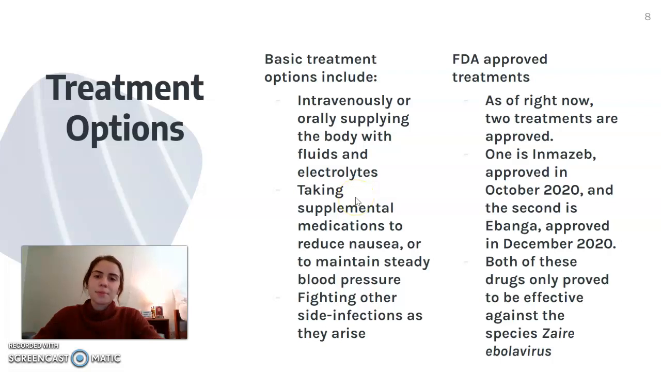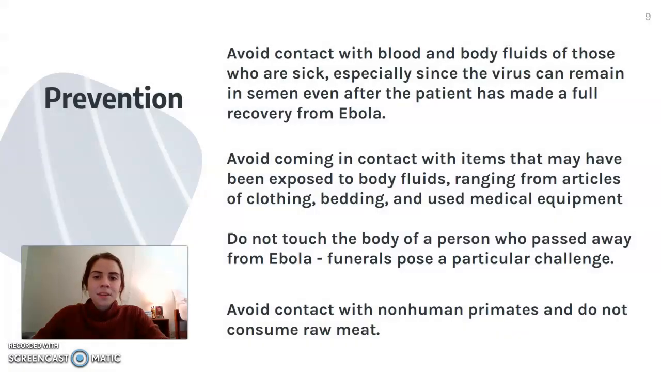So there are two FDA-approved treatments right now. One is Inmazeb, and the second is Ebanga, which are two drugs, both recently approved in 2020. So they particularly attack the Zaire Ebola virus, which is the most prominent in humans. So prevention: avoid contact with blood and body fluids of those who are sick, especially in males.